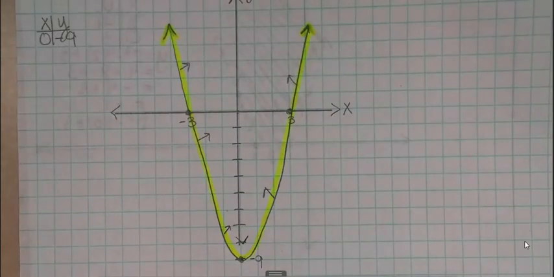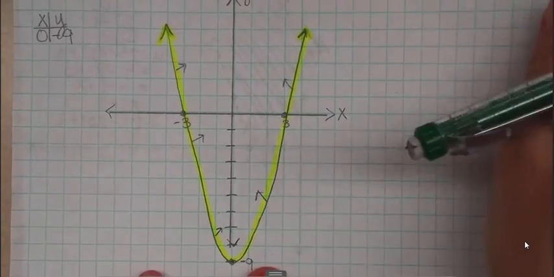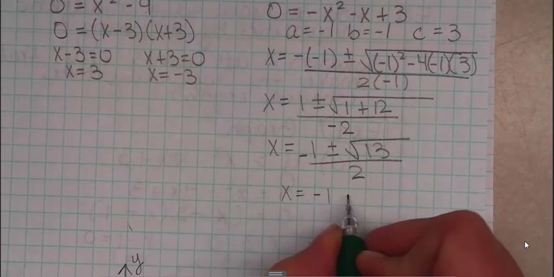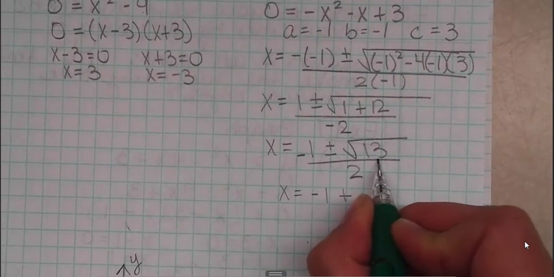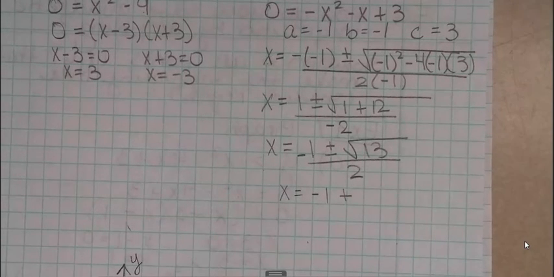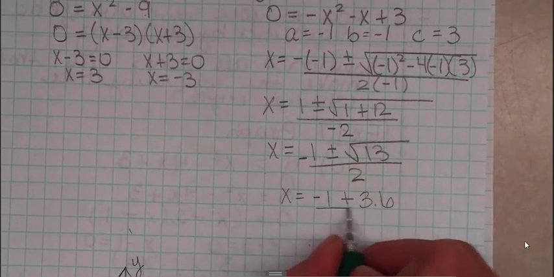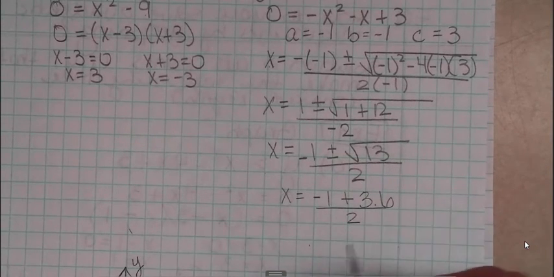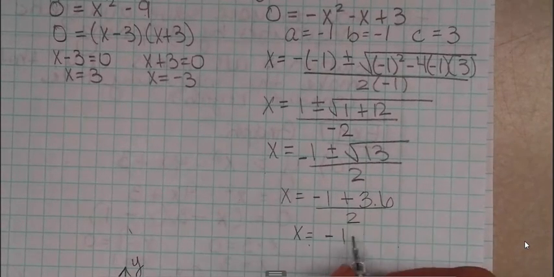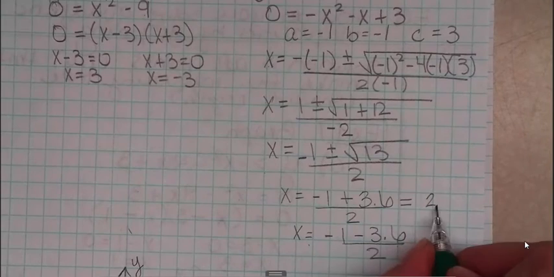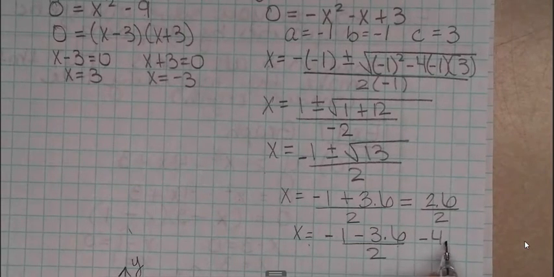Okay, the other side now. So the first question is, well, what the heck are these numbers? Well, this is x equals -1 plus the square root of 13. The square root of 13, I'm not sure what that is, so let me find my calculator. It is approximately 3.6. So these are going to be approximations, but -1 plus 3.6 over 2. And then my other x value will be -1 minus 3.6 over 2. So this is going to be 2.6 over 2. And this is going to be -4.6 over 2.